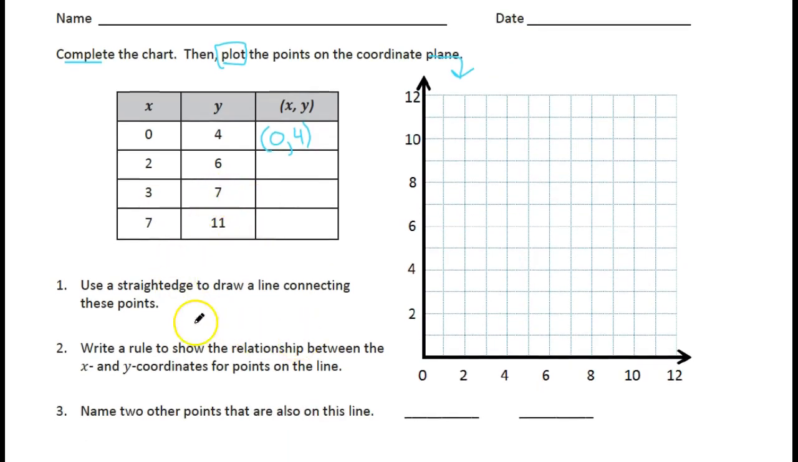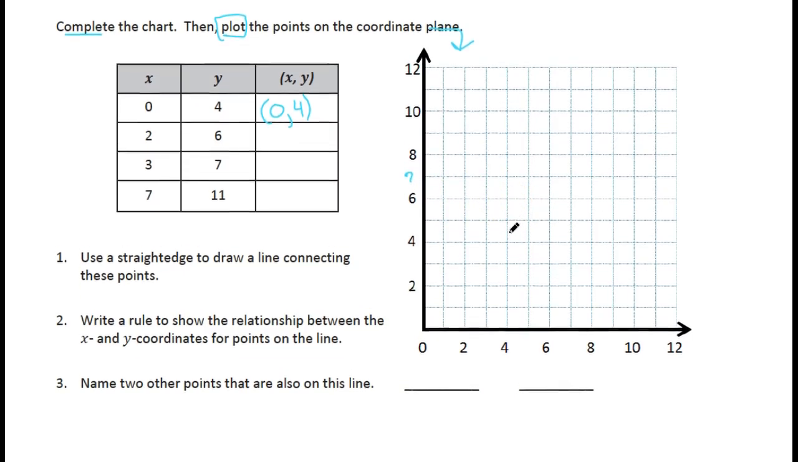Write a rule to show the relationship. So you're figuring out, okay, what happens to 2 to get to 3? What happens to 3 to get to 7? What did we do? We went from 4 to 6 to 7 to 11. So you're just looking for a pattern. Looks like it's going to be kind of challenging. We'll see what happens. And then name 2 other points that are also on the line. And so just like I showed you, if it's a cross point, that makes it easier. If you end up with a point that's like in here, that's going to be harder. But you know that if this is 7, and this is halfway in between, something like that, you can estimate 6.5. Stuff like that.